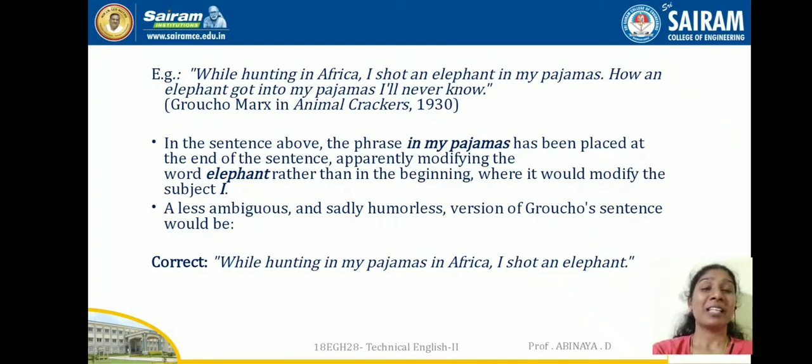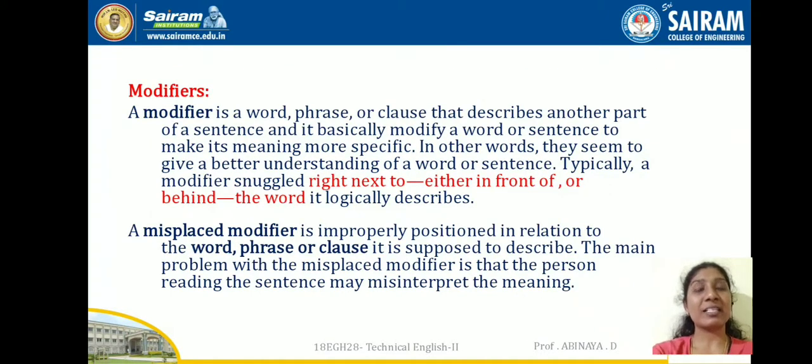No, actually, that has to be placed near the "I", because the person is in pyjama, right? So, while hunting in my pyjamas in Africa, I shot an elephant. By shifting the modifiers, changing the modifiers and adding some words to them, we can make a proper sentence. So, I think now you have some idea regarding modifiers. So, first let's see what modifiers are.